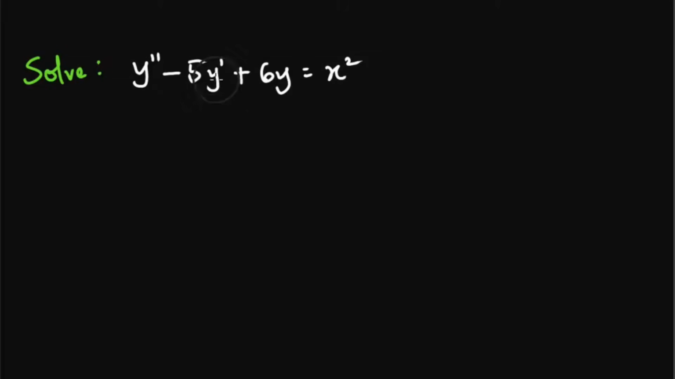Hello and welcome. In this video, we're going to solve this problem: y prime prime minus 5y prime plus 6y equals x squared. This is a second order differential equation. A second order differential equation is in the form ay prime prime plus by prime plus cy equals f of x.